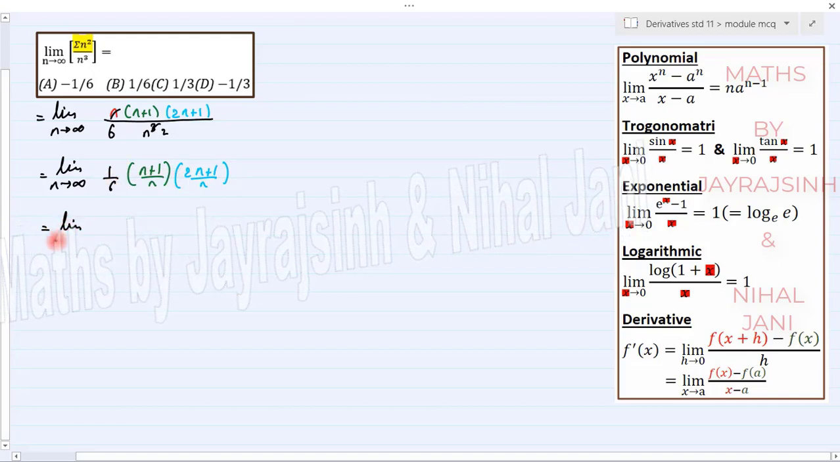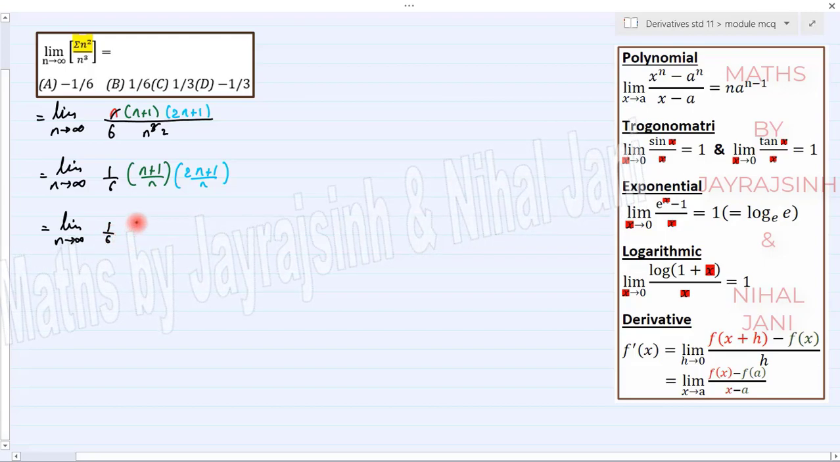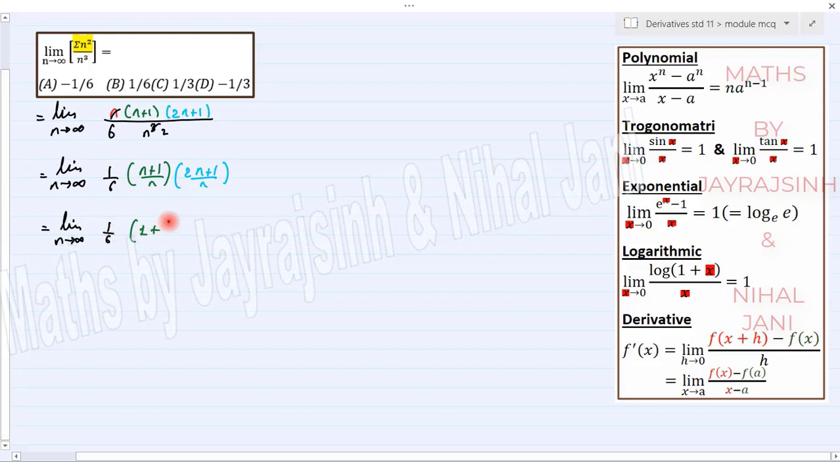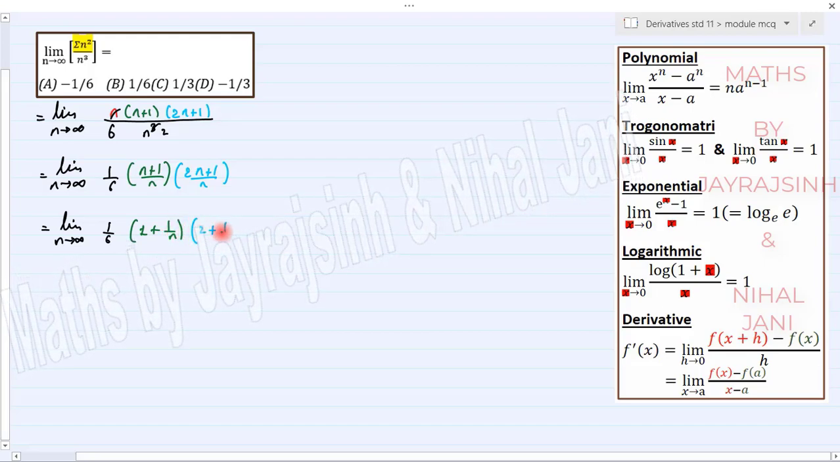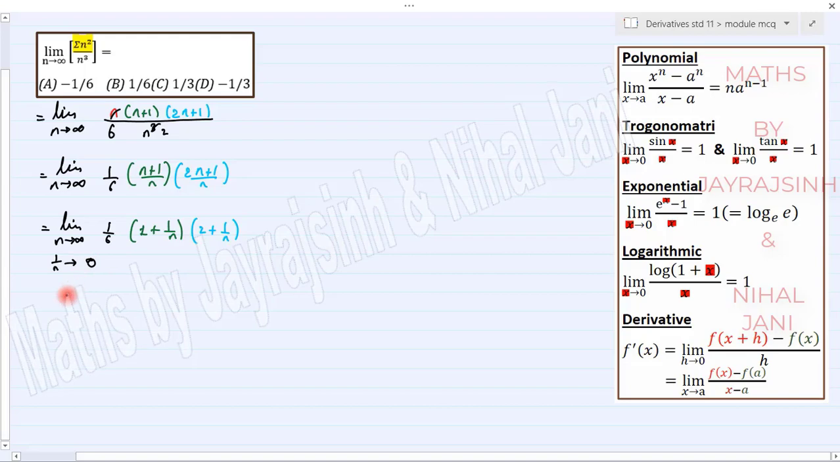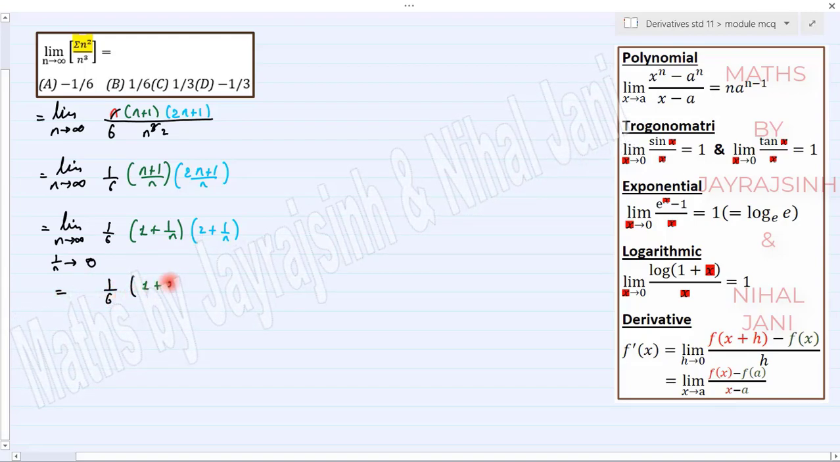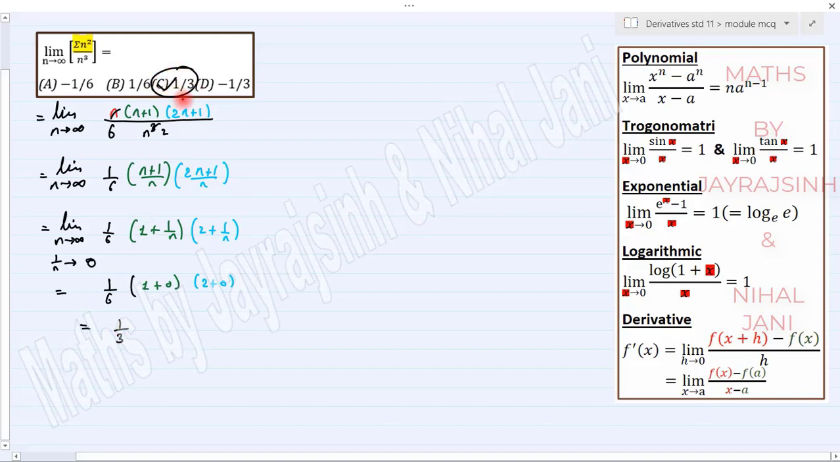So here your 1 by 6 will be as it is. N plus 1 upon n can be rewritten as 1 plus 1 by n, and 2n plus 1 upon n is simply 2 plus 1 by n. And we know that if n tends to infinity, 1 upon n will tend to 0. So your answer will be 1 by 6, 1 plus 0, and 2 plus 0, or we can say 1 by 3, which is given in option C.